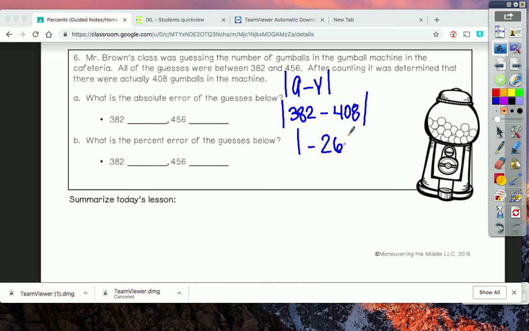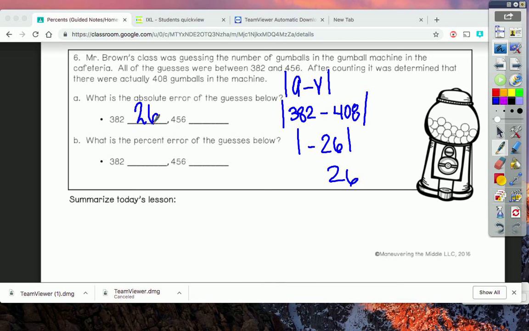Negative 26. Are we finished? No. What is our answer from here? Positive 26. So we have 26 here. Is it okay if you do it the other way around? No, it's not, and I'm going to show you why it's not okay. Either way it goes, it's still going to be positive.